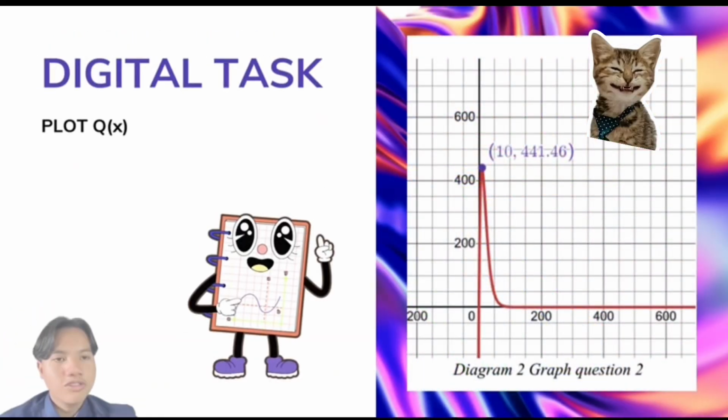So moving on to the next question, which is the digital task. We are assigned to plot Q(x) into a graph by using the Desmos graph.